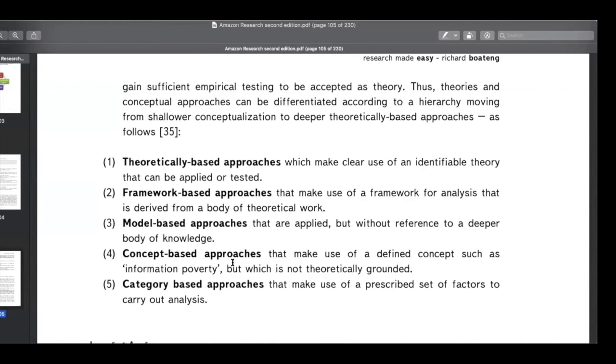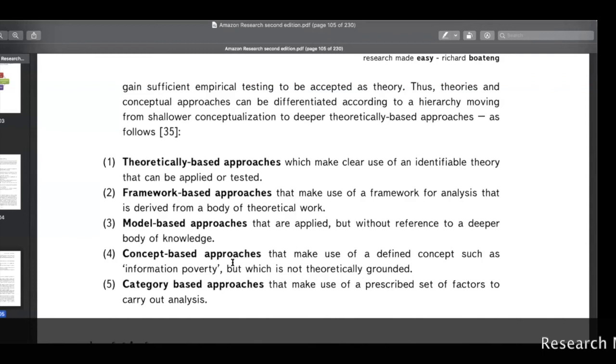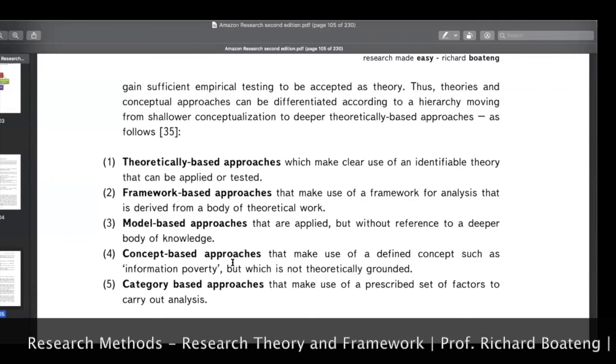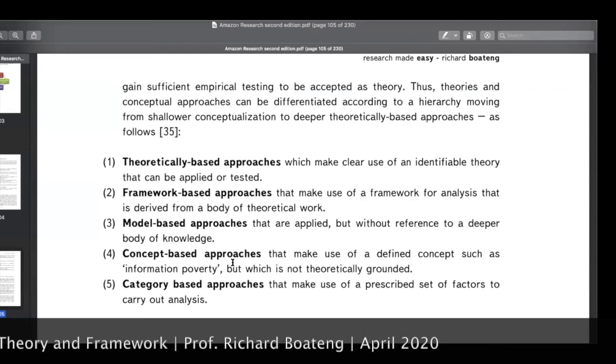Then you have model-based approaches. Model-based approaches are applied, but without a reference to a deeper body of knowledge. You see practitioners doing this a lot. You go to a bank, and they say, we have two models we are using in banking: branch-based banking and branchless banking. In branch-based banking, you have to come into the bank. In branchless banking, you go outside, you can do it online. So you see those models are used by a lot of practitioners.